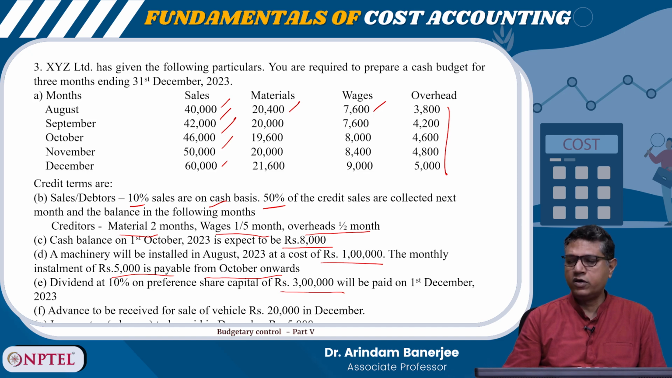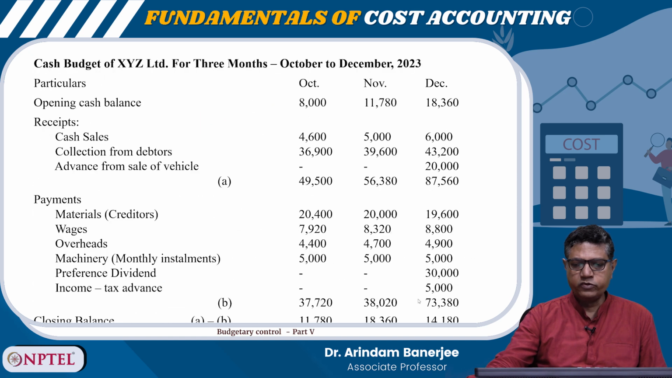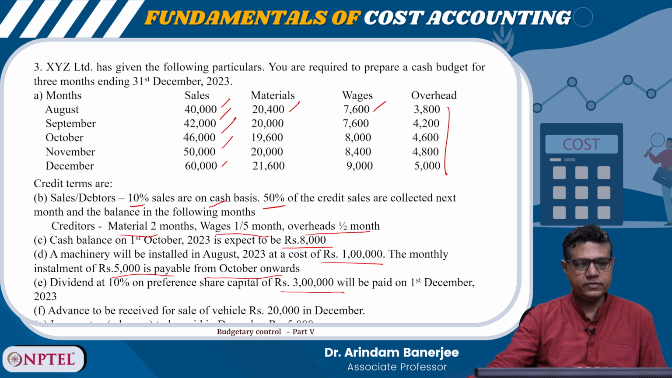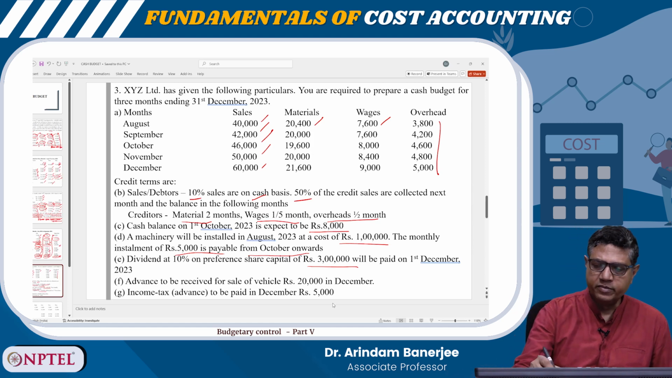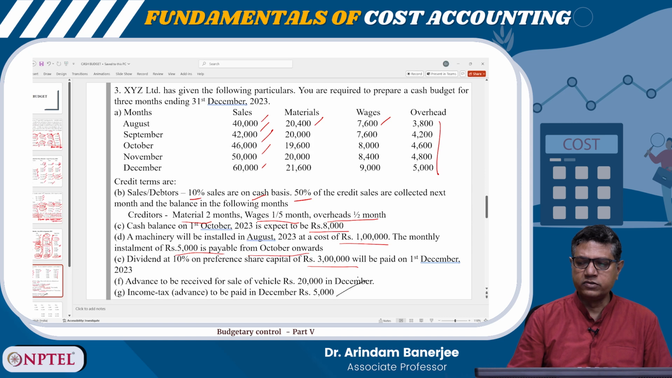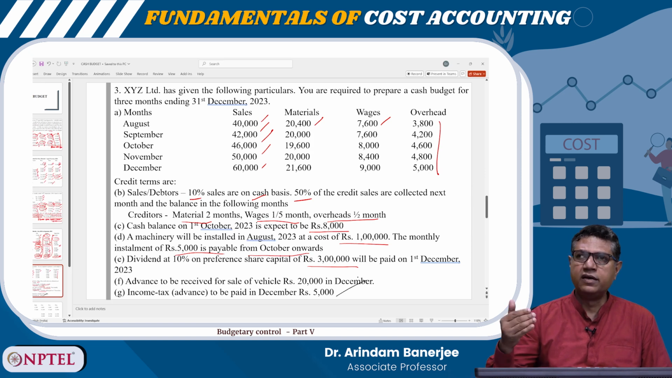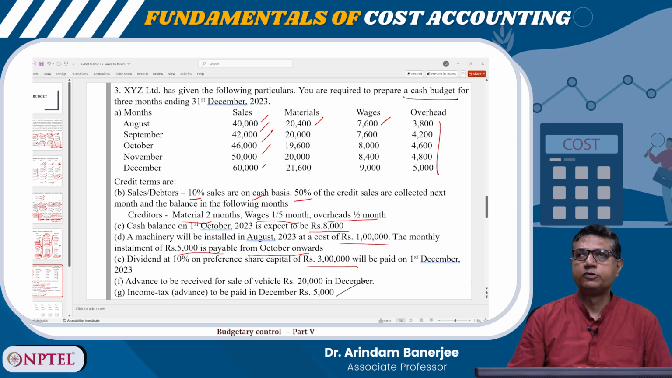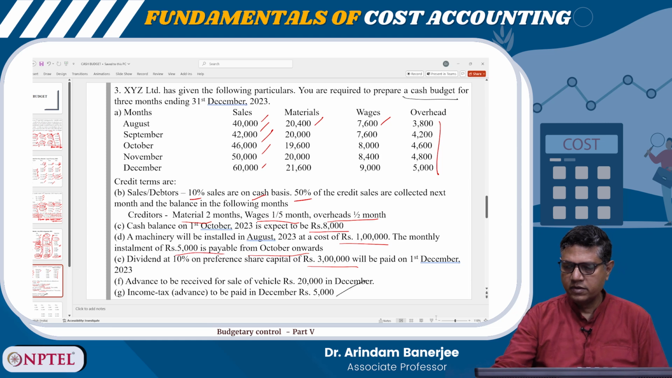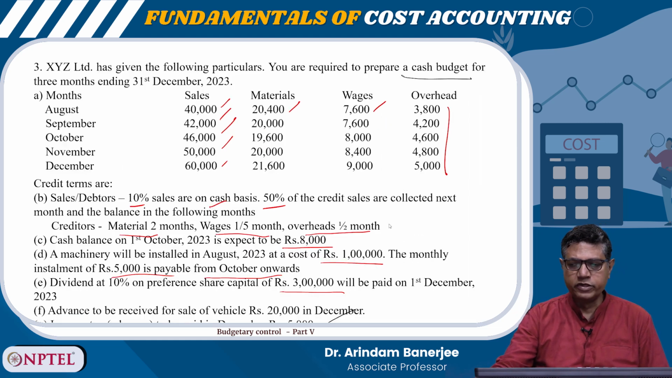Advance to be received on sale of vehicle of rupees 20,000, and income tax advance needs to be paid in December at 5,000. So this is the problem. Now what we have to do is prepare one cash budget here. So we will move to the next slide to look at the solution.